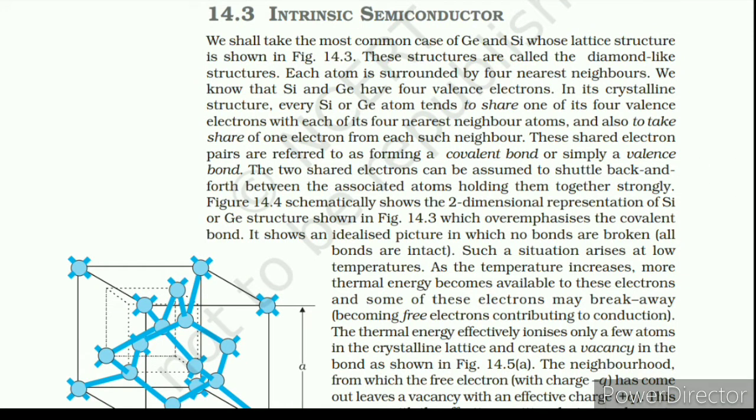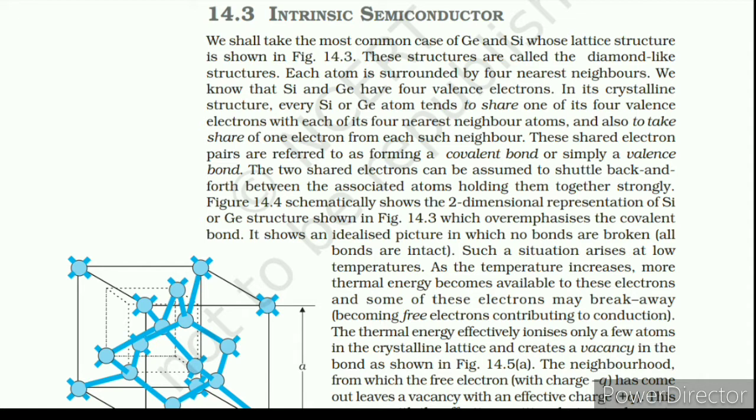The thermal energy effectively ionizes only a few atoms in the crystalline lattice and creates a vacancy in the bond, as shown in figure 14.5a. The neighborhood from which the free electron has come out leaves a vacancy with an effective charge. This vacancy with the effective positive electronic charge is called a hole. The hole behaves as an apparent free particle with effective positive charge. In intrinsic semiconductors, the number of free electrons Ne is equal to the number of holes NH, that is, Ne equals NH equals Ni, where Ni is called intrinsic carrier concentration.